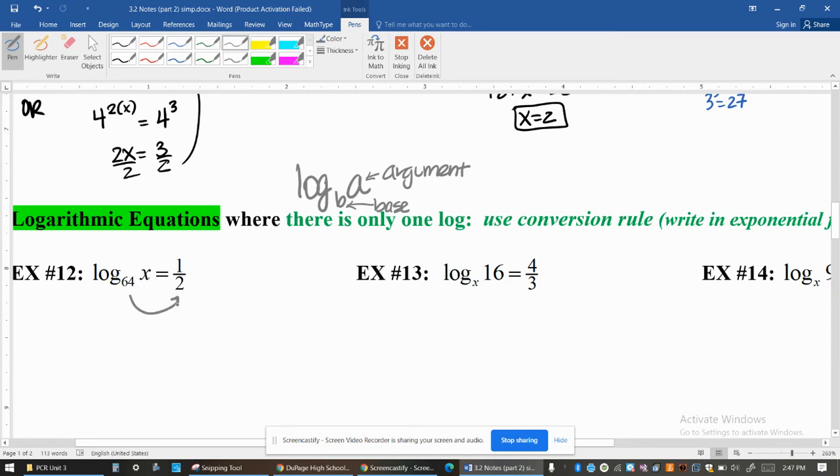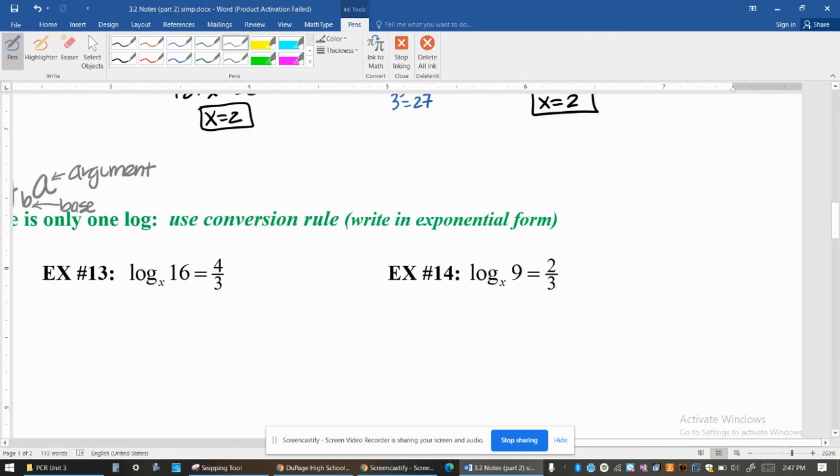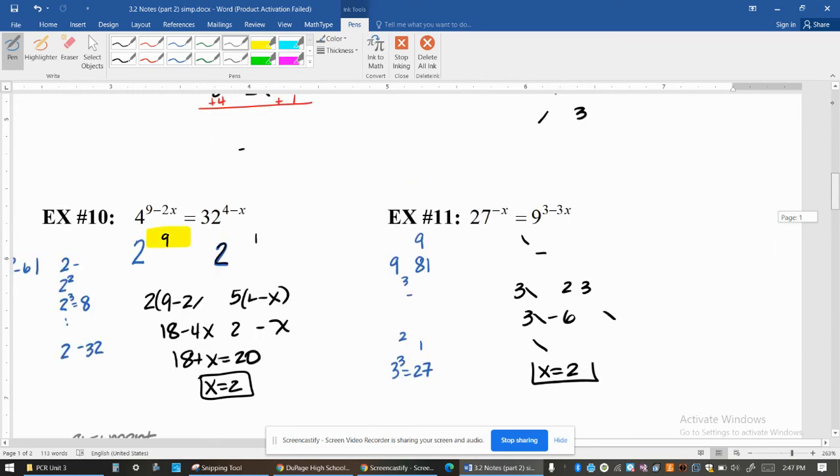All right, so I like to call this whoop whoop. So 64 to the 1/2 power equals x. So notice x is just whatever the 64 to the 1/2 is. Now I can rewrite 64 to the 1/2 as a radical, as a root, according to the rule that I mentioned at the very beginning of the lesson.